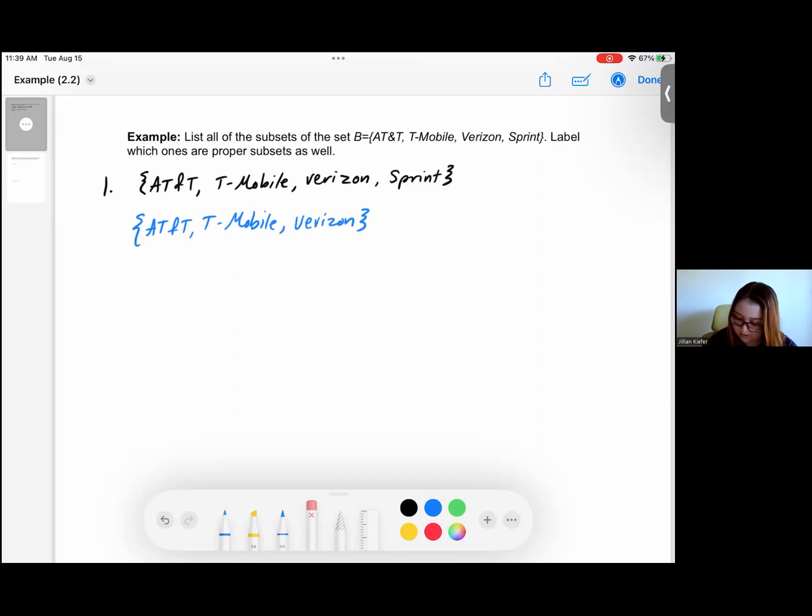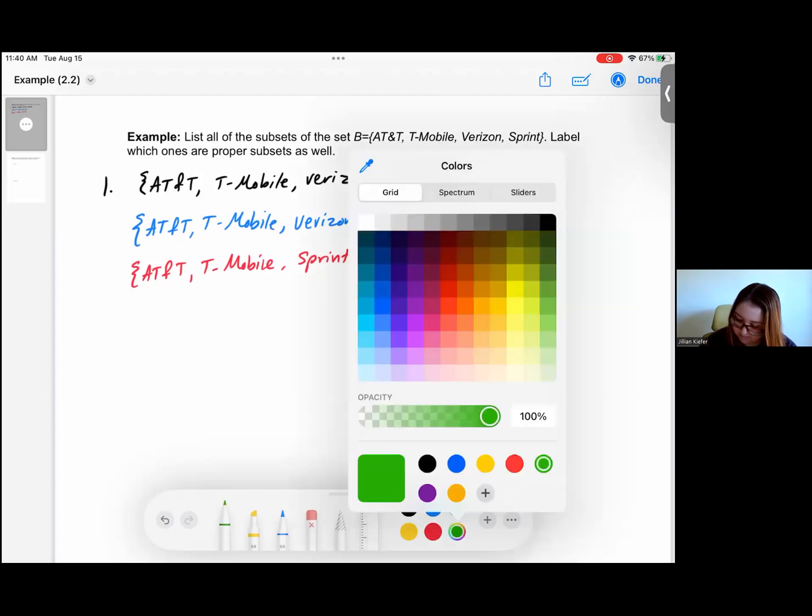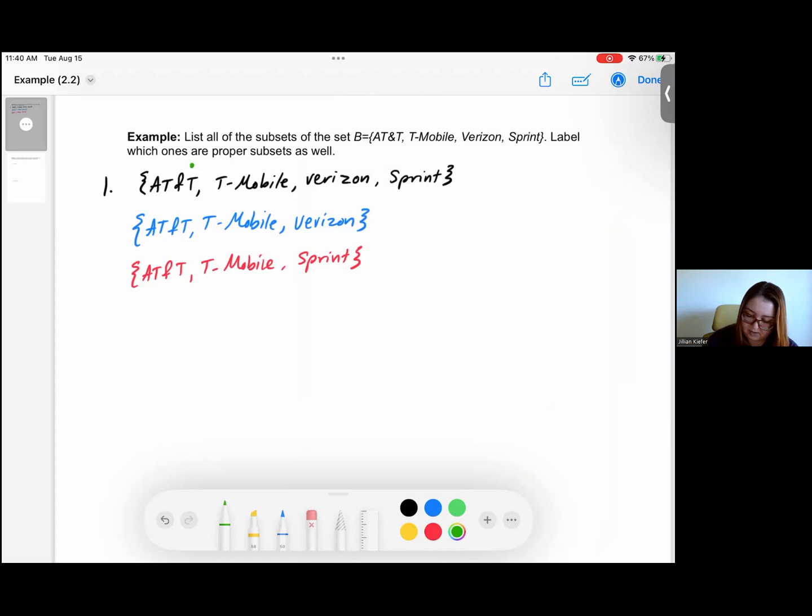So now we want to do another combination of 3. Another combination of 3 can be AT&T, T-Mobile, and Sprint. So we're leaving out Verizon this time, having Sprint instead. AT&T, T-Mobile, Sprint. All right, let's do another one. So this time we can do AT&T, Verizon, and Sprint. So we're skipping over T-Mobile this time. So AT&T, Verizon, Sprint.